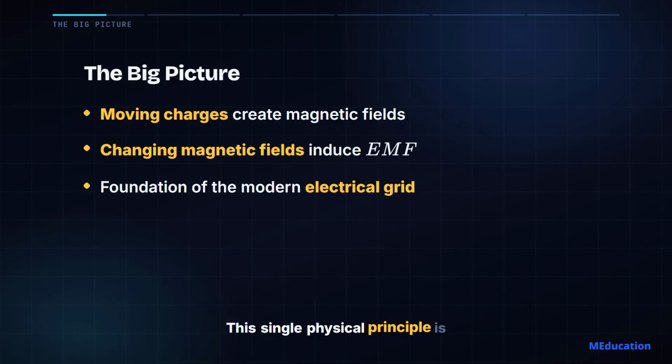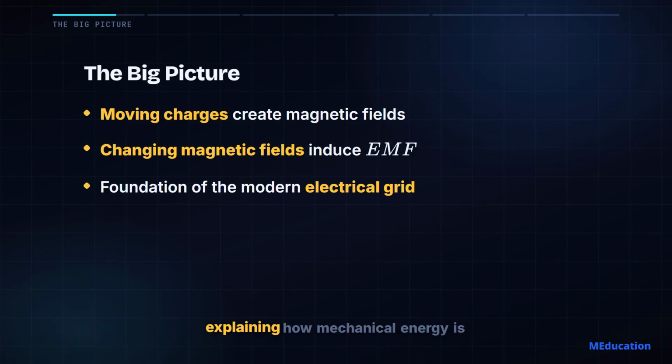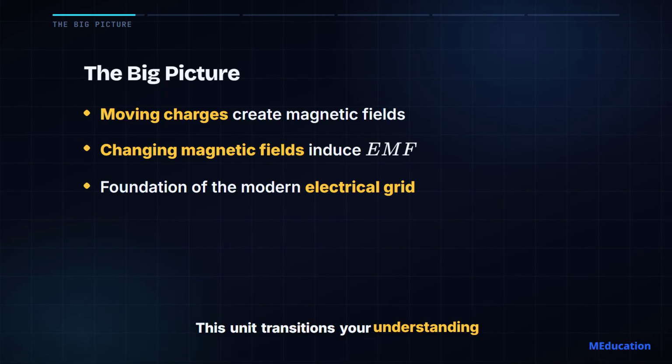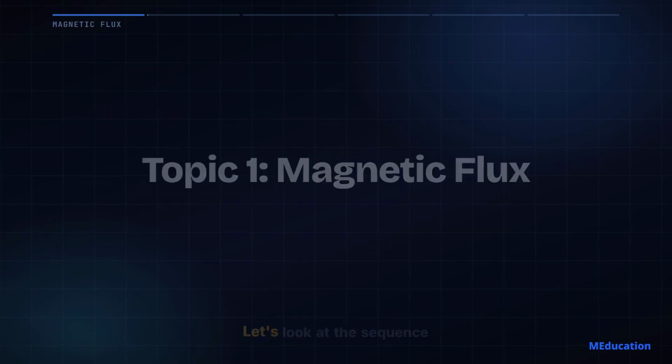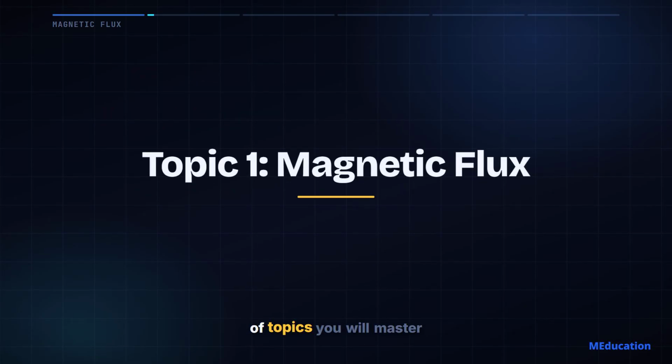This single physical principle is the foundation of the modern electrical grid, explaining how mechanical energy is converted into electrical energy in power stations worldwide. This unit transitions your understanding from static magnetic fields to dynamic ones. Let's look at the sequence of topics you will master, starting with magnetic flux.